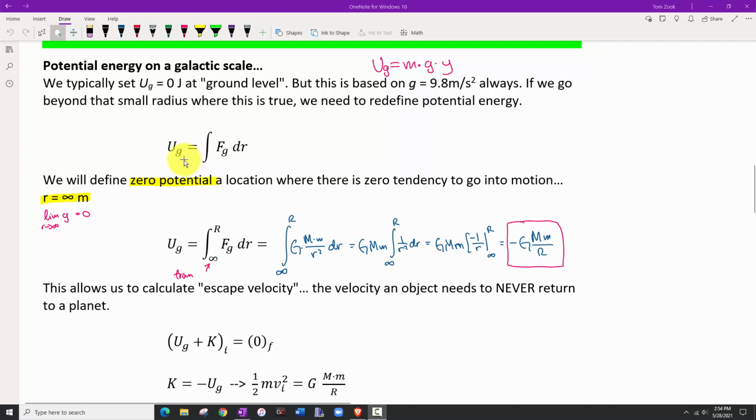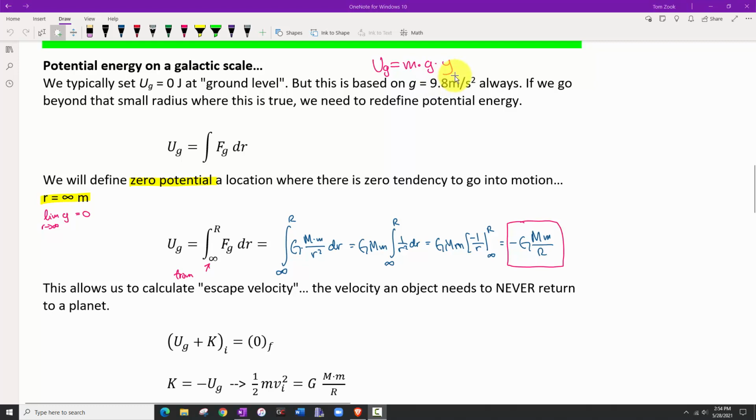We need to set a place where the gravitational potential energy will be zero. And the potential energy, classically, when we're dealing with objects near the surface of the Earth, we say is mg times y. At any given point relative to some zero, which we typically say is ground level, the potential energy would be the mass of the object times the gravitational acceleration times the position.